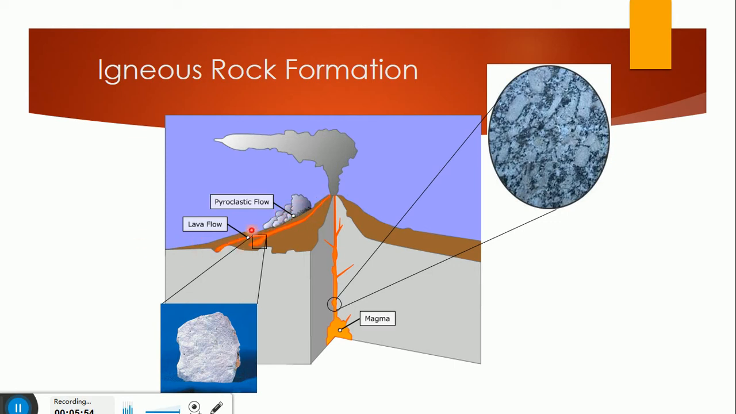And here, when rocks are formed near the earth's surface, we see very fast cooling, a quick quenching effect, and so a special type of texture is formed, called a glassy texture. An example of a rock type with this glassy texture is rhyolite.